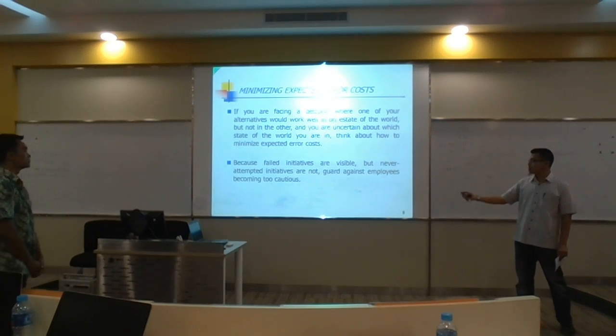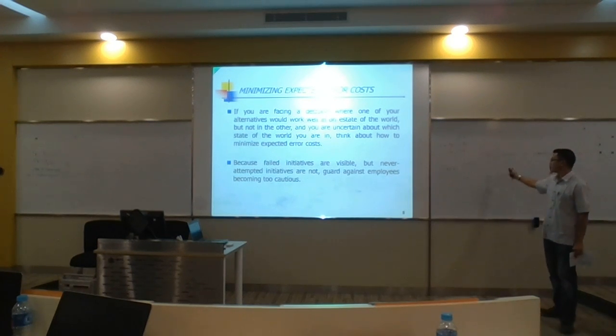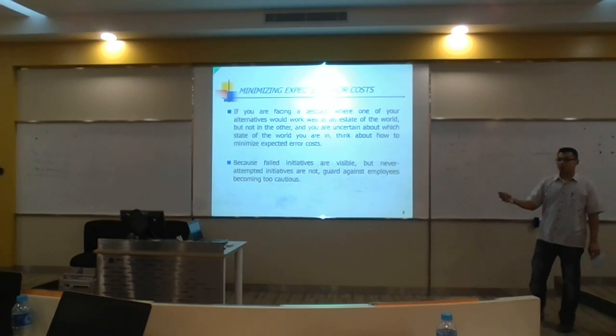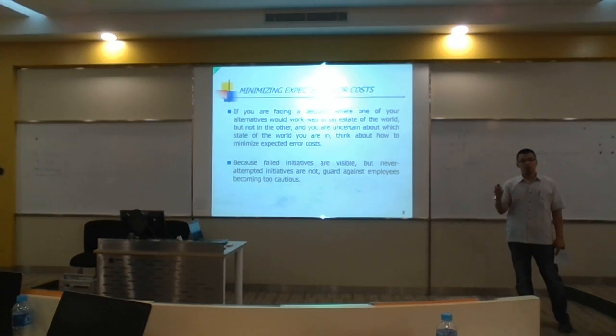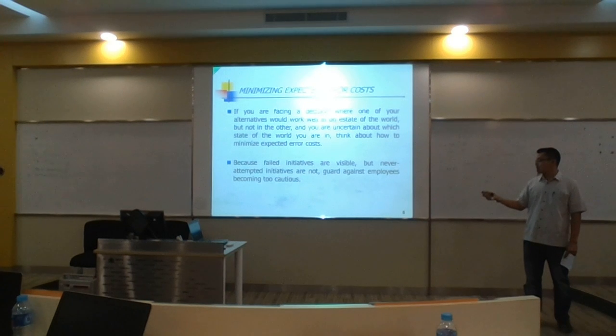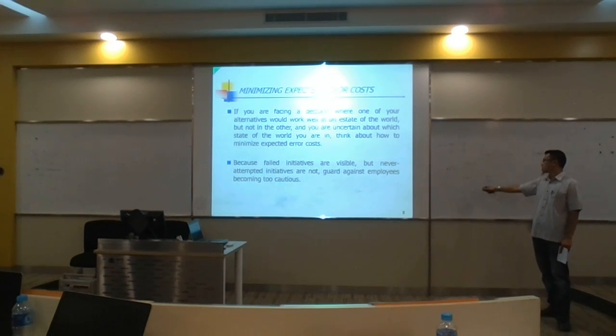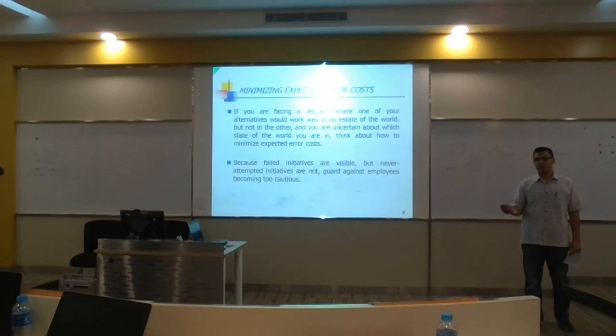Because failed initiatives are feasible but never attempted initiatives are not. It's obvious that if we launch the product and it's unprofitable, a false negative, it can always be seen by all of the people. So sometimes the manager or decision maker in the company will try to get as good information as the probability value before they launch the product. But if the product is not launched and it should have been profitable, nobody will know that, because it never happened.